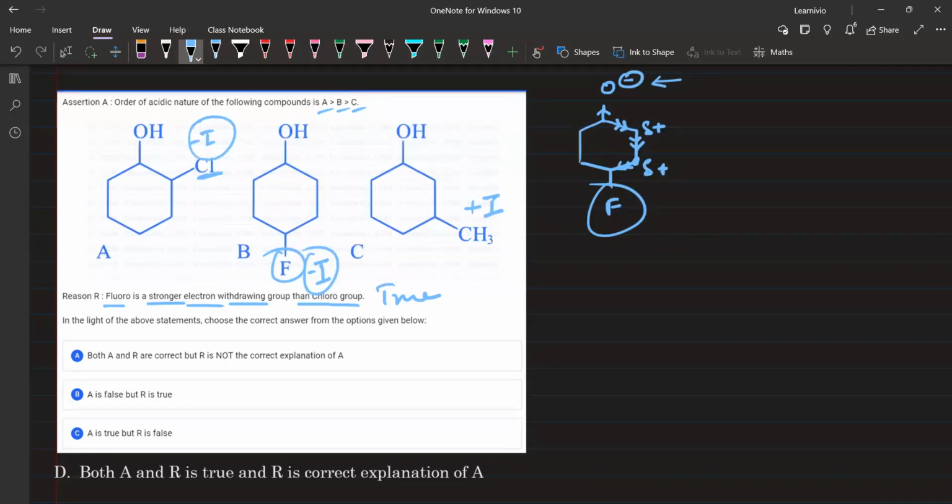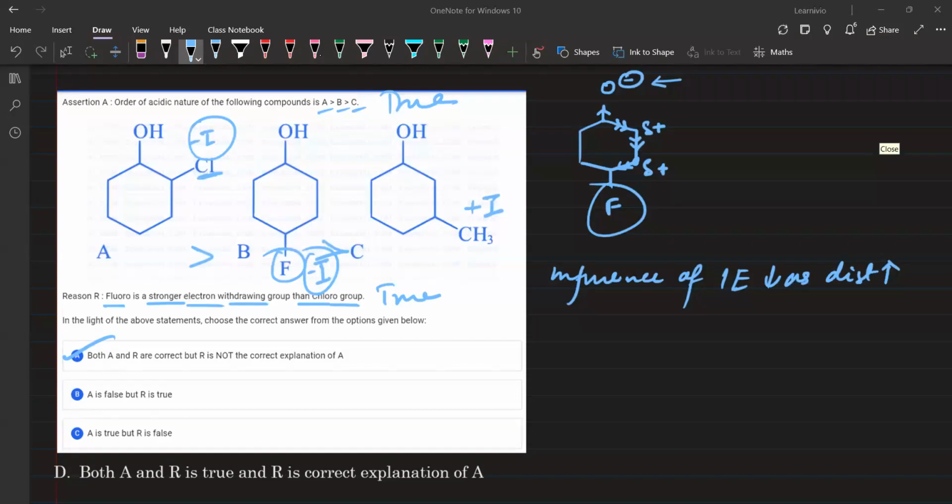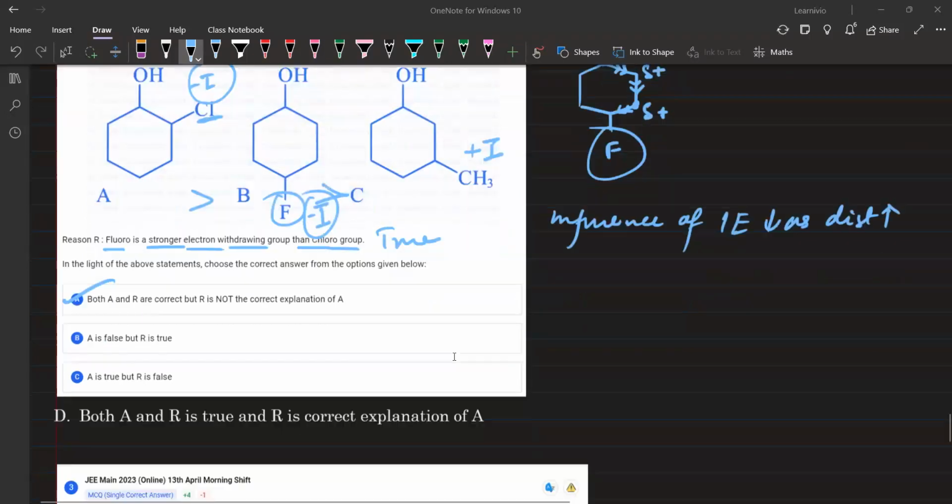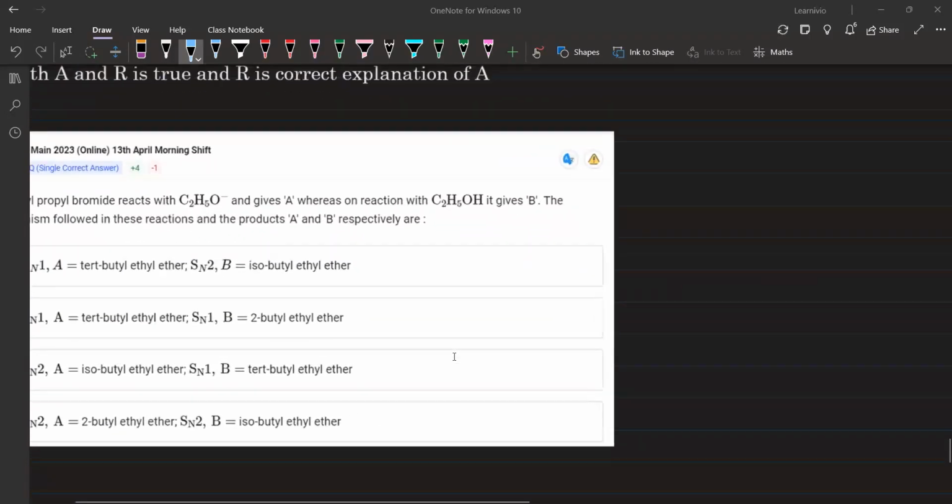So the influence of inductive effect decreases as distance increases. So in this case, the A, B, C is the correct option. This is true. Even the second statement is true, but it is not the correct explanation, right? So option number A will be the right answer. So, moving on, please try this.